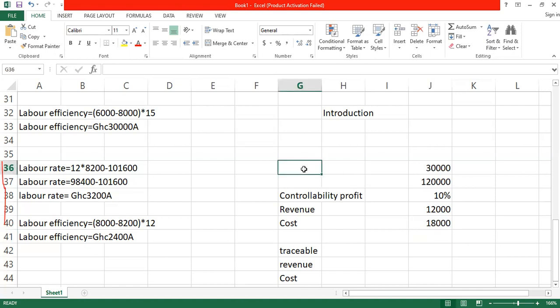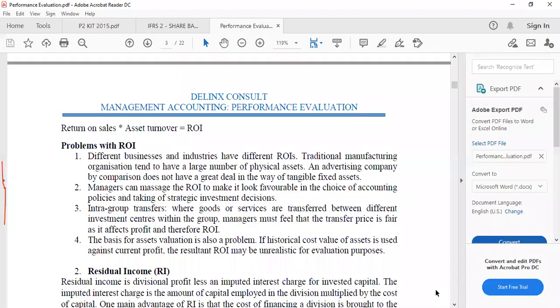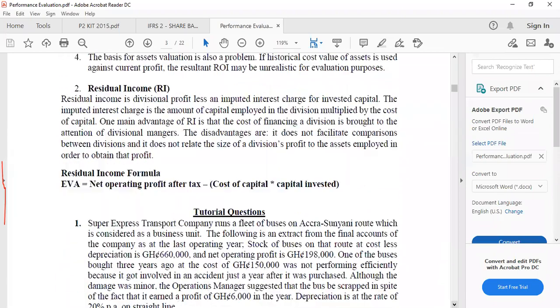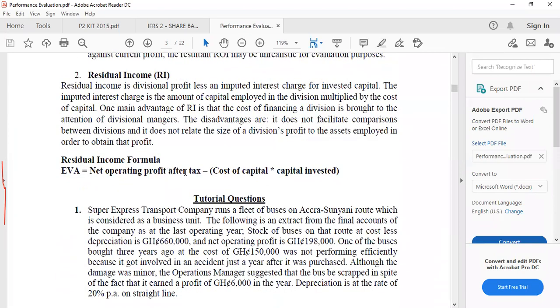So the residual income is the profit minus the cost on the investment, which is calculated as, if you have time, read the problems and those things, net profit after tax minus cost of capital times capital invested. The capital invested is the return on the investment. What I showed right now is the 12,000. The question will always give you the required rate of return or the cost of capital. Then you apply it on the total investment or the total capital invested. Then you subtract it from the profit. Let's pick question one. Then we know what we are doing.